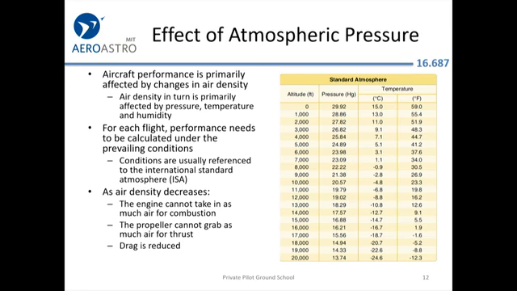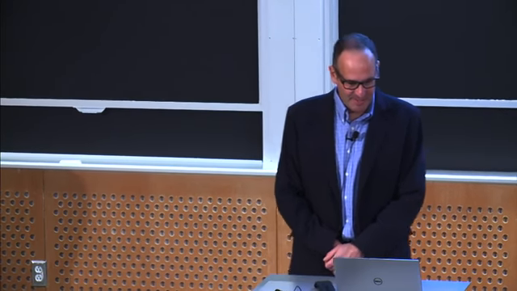Okay, here's that standard atmosphere again. So you can see it's 29.92 and 15 degrees at sea level. So aircraft performance is hugely affected by changes in air density, which themselves are affected by the prevailing pressure, which is mostly a function of altitude, the temperature, and the humidity. Usually the conditions are referenced to the ISA, the standard atmosphere. If it's the summertime, it'll be ISA plus 15 or ISA plus 20, and if it's the wintertime, it might be ISA or ISA minus 20.